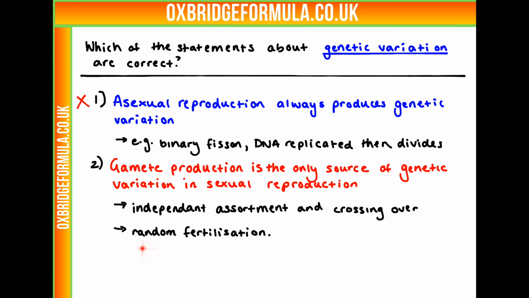And also we get random fertilization, so not every egg and sperm are the same, and they're going to randomly fertilize whichever one meets it first in the time period. And that again is a source of genetic variation.